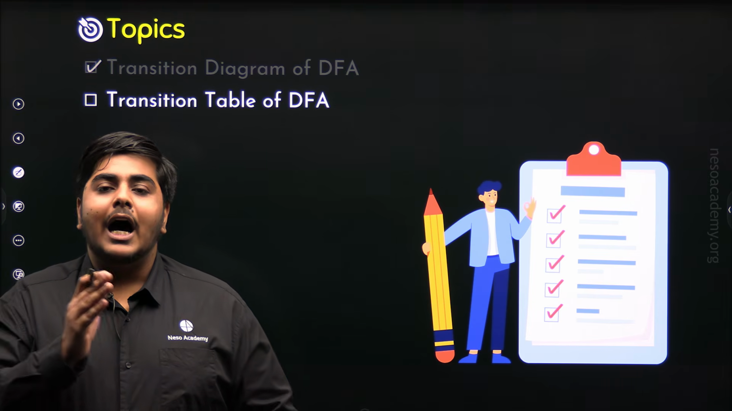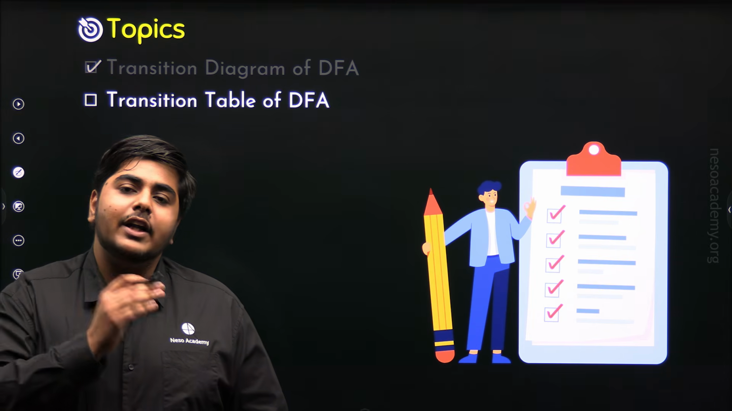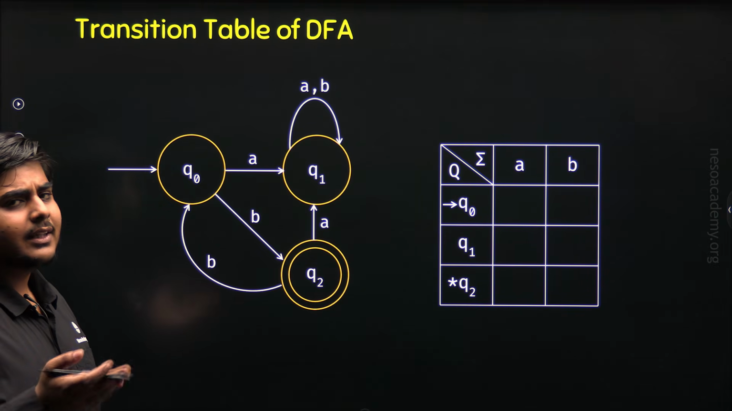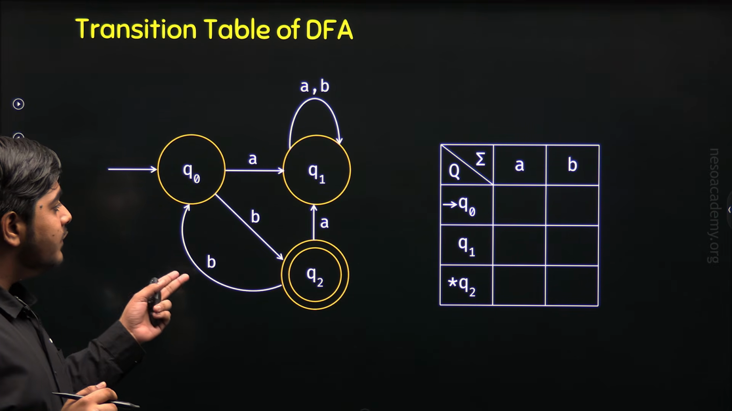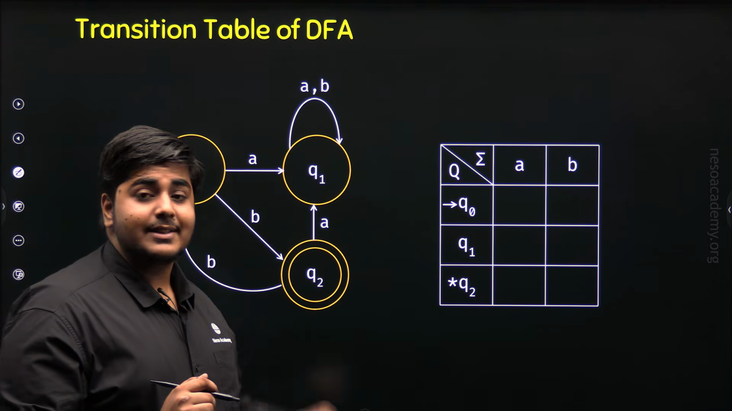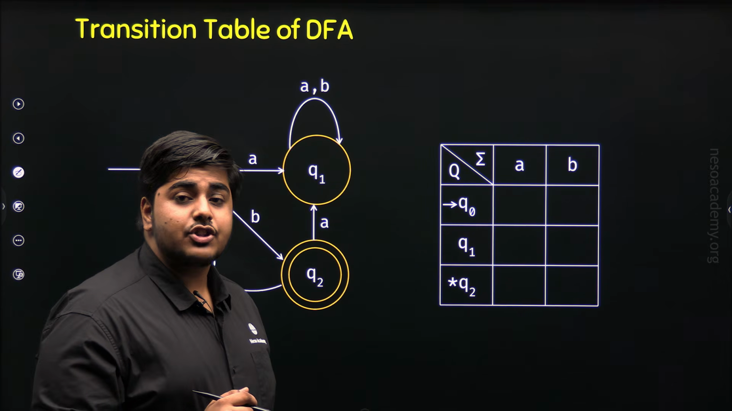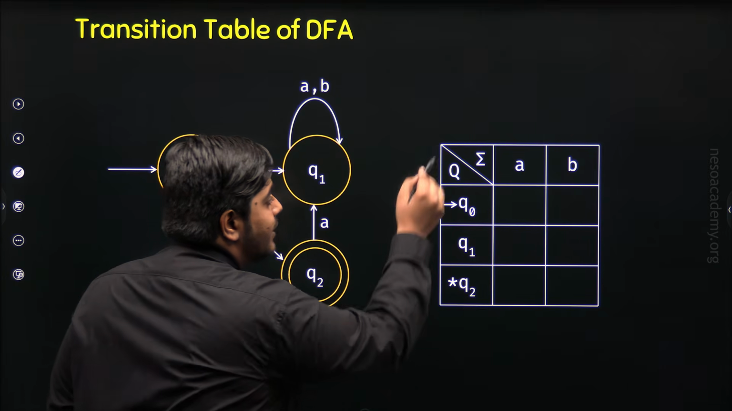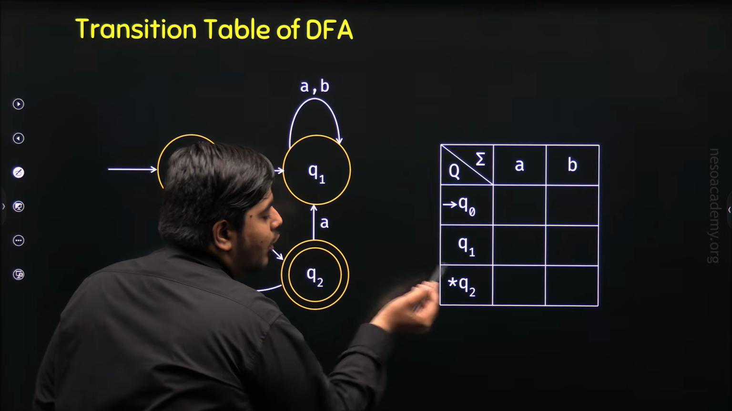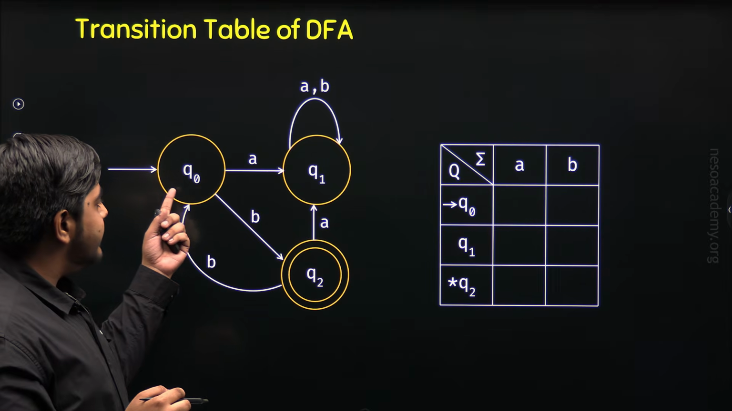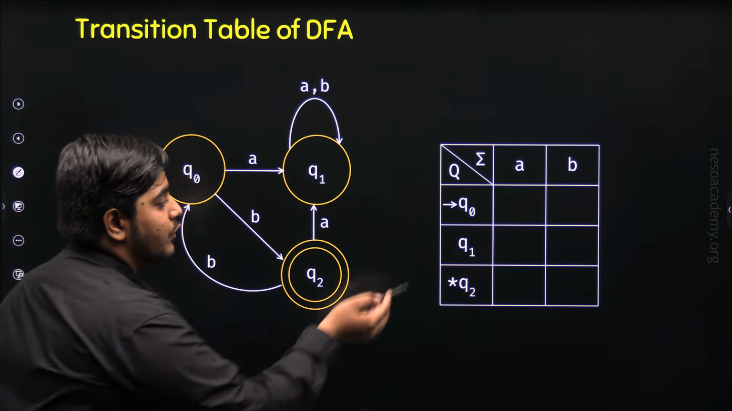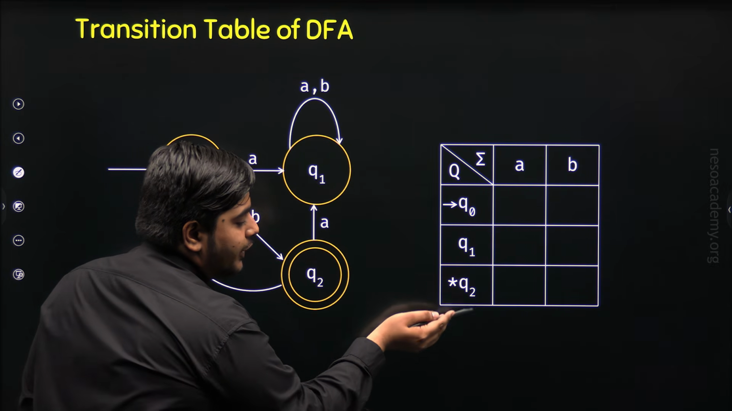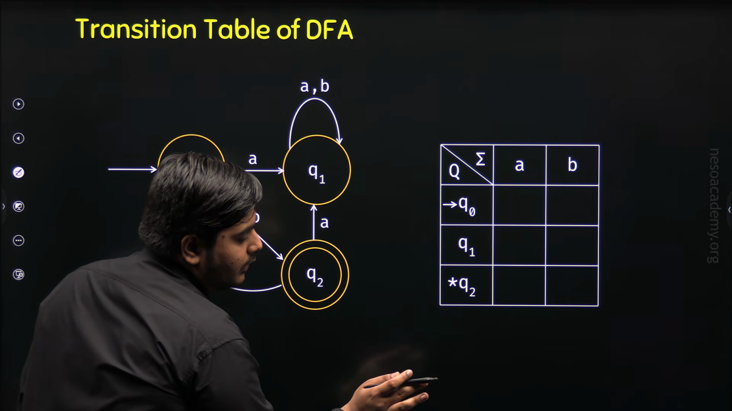Now we will understand how to construct a transition table for a given transition diagram. So here we have the same transition diagram that we have just understood. Now we will convert this transition diagram into a transition table. Here is the structure of a transition table. In the first column, we have written all the states of the transition diagram. We have only three states, Q0, Q1 and Q2, so we have written Q0, Q1 and Q2. If there are more states, we can write them after Q2, like Q3, Q4, Q5 and so on.